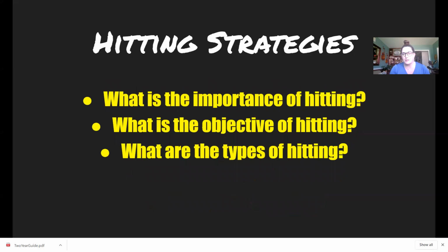All right, so what is the importance of hitting? The importance, again, sort of like we spoke about in the setting portion, it's one of the few ways you can actually earn points and score in volleyball. So the importance of it is humongous. It is our offense. It is the way we earn points, one of the few ways. And so with that being said, the objective of hitting is to find ways to score points, period.